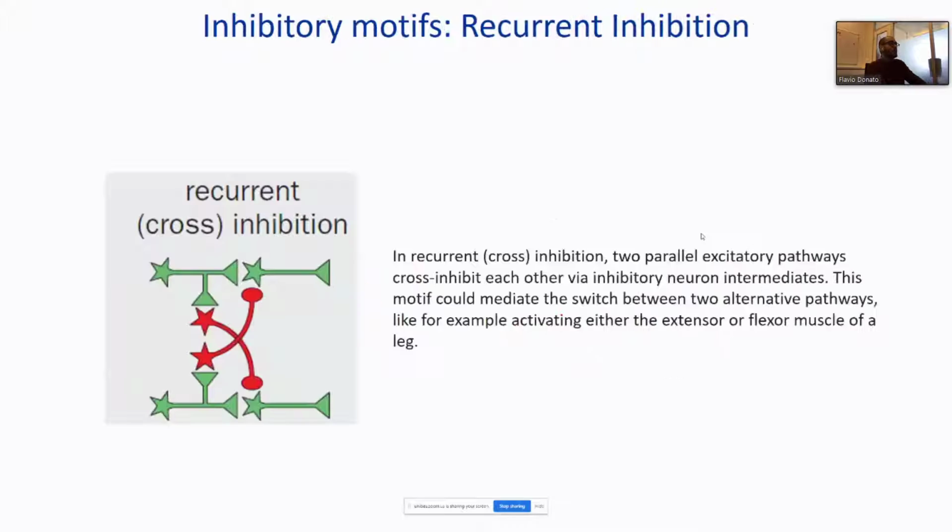All right, we move to another recurrent inhibitory motif. This is recurrent inhibition, and this is what I was already explaining before. You have two different streams of feed-forward excitatory information. And you have in the middle a hidden layer, an inhibitory layer, that is able to cross-inhibit the other pathway. So that when pathway 1 is active, pathway 2 is shut down, and when pathway 2 is active, pathway 1 is shut down. Can you imagine where this can be used?